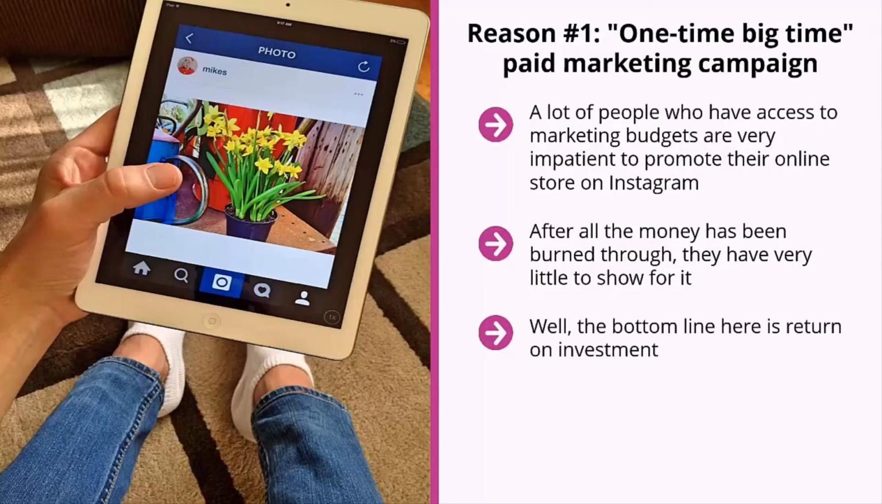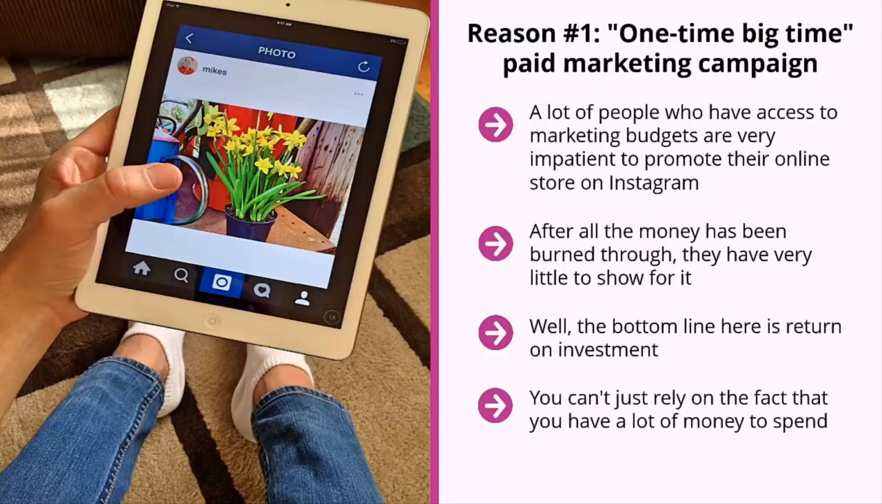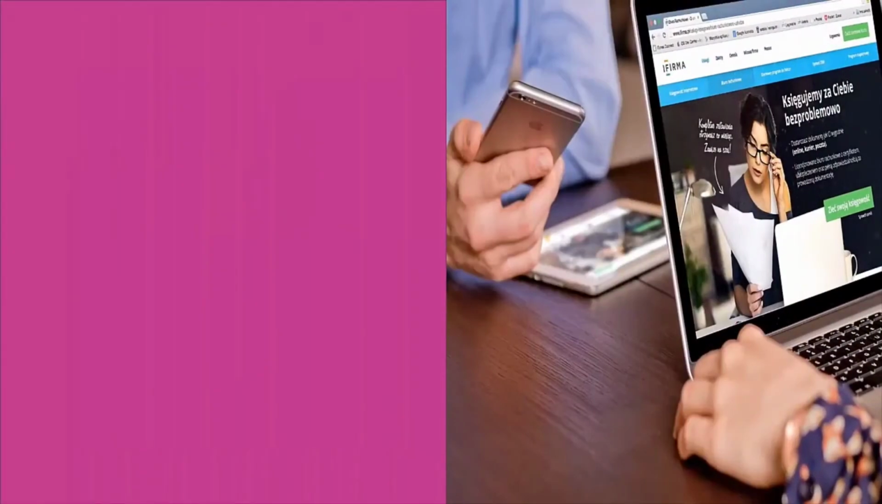Well, the bottom line here is return on investment. Sure, you're more than welcome to spend a tremendous amount of cash on a massive Instagram ad marketing campaign, but it's anybody's guess whether you will be able to meet ROI targets. You can't just rely on the fact that you have a lot of money to spend. Believe it or not, even if you have a very modest or even small budget, you can still walk away with better results than a better financed marketing campaign. The difference? It all boils down to how systematic and methodical you are in running your Instagram ad campaign.